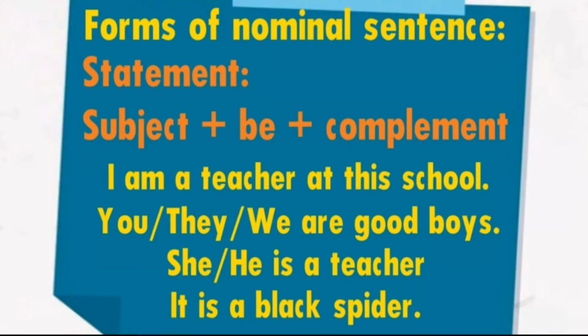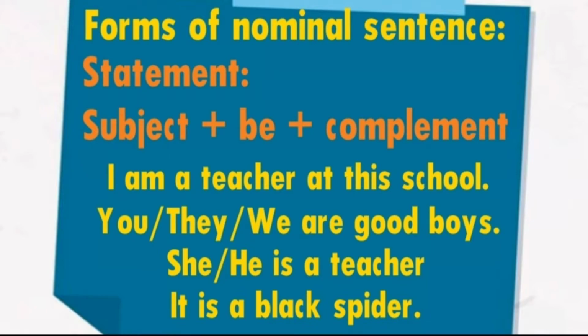For the subject I, you have to put am. The example is, I am a teacher. Saya seorang guru. And for the subject you, they, or we, you have to put are. The example, you are good boys. Kalian adalah lelaki yang baik.